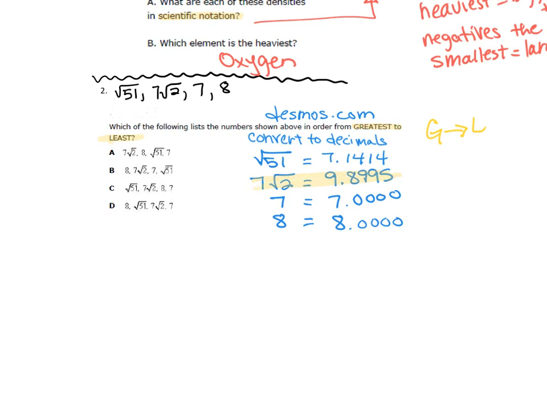And my second greatest, we're going to do this. So greatest is 7 square root of 2. The second largest is 8. The third is square root of 51, and the smallest is 7. But they're asking us to look over here. So 7 square root of 2. Here is the only one. This is not 7 square root of 2. So this is the only one that's possible. Done.